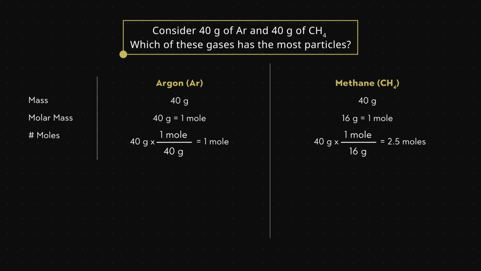We were given the same mass of each gas, but methane has a lower molar mass than argon. Therefore, it must have a higher number of particles for it to have the same mass. Calculations make sense. So, now you know.